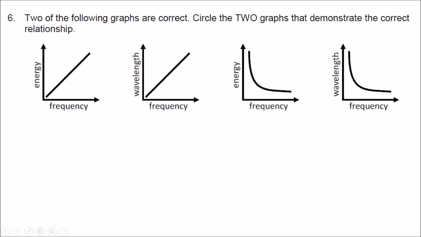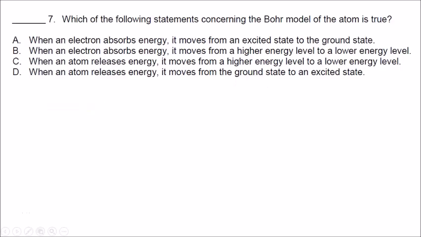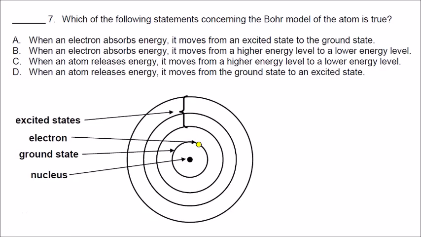All right, on to number 6. We saw graphs like this on the exit card. Two of the following graphs are correct. We know that energy and frequency are directly proportional, and we know that wavelength and frequency are inversely proportional. Okay, number 7. Let's take a look at the Bohr model of the atom.